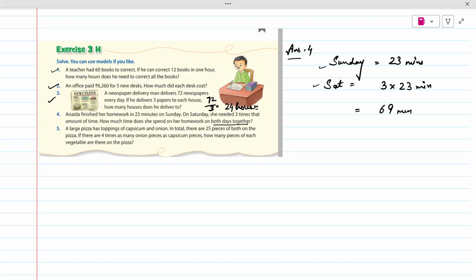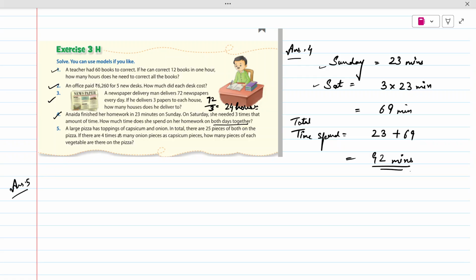Okay, and then the total time spent together on homework on both the days is 23 plus 69 minutes. So this is 9 plus 3, 12, 6 plus 2, 8 and 9. This is equal to 92 minutes she is spending on both the days. Okay. And now the last question of this exercise.